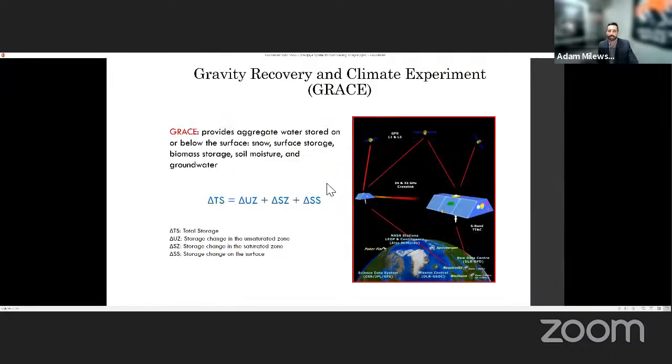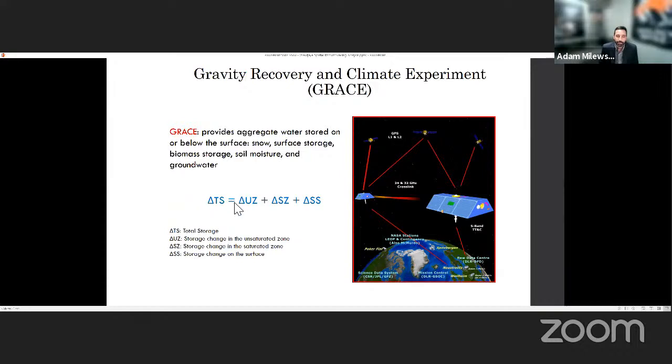So how do we do that? Well, again, we use GRACE. So just to recap, we get an aggregate water stored on or below the surface. It does this by having two satellites that travel in orbit from one another. As one of them gets pulled over a body of mass, it changes ever so slightly its distance between the two satellites. They use GPS satellites to know where they are. That change in distance is converted to a mass. And then ultimately through a number of different formulations, we can get total water storage.